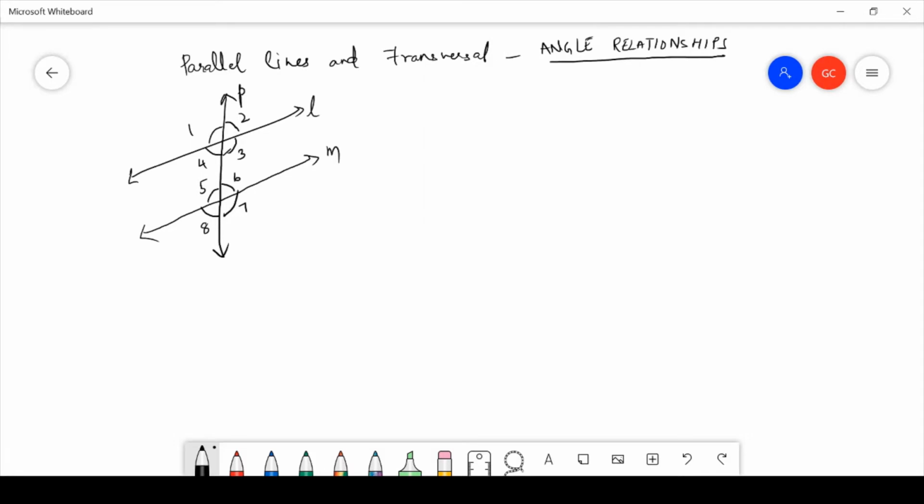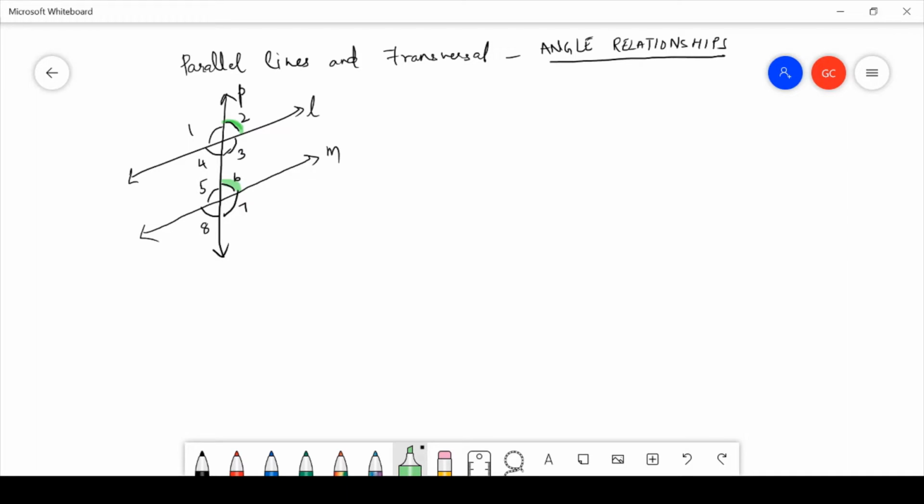Now, when we look at this particular diagram, we can see that angle 2 and angle 6 look kind of equal, right? And if you think of it in this way, if angle 2 and 6 were not equal, would lines L and M be parallel? That's an interesting question to explore, and that's what we're going to do first.